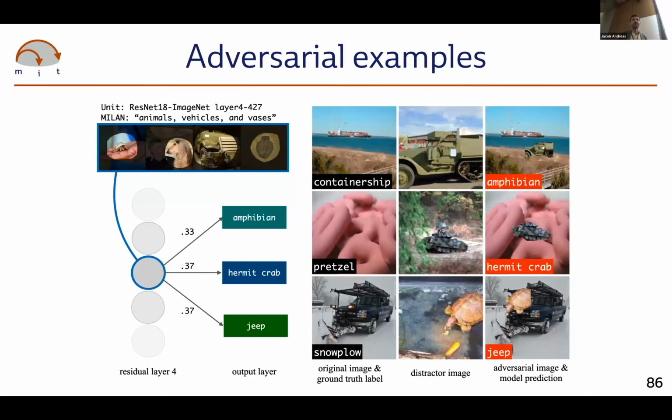Finally, we can use this as a fun toy to design adversarial attacks. So here's an individual neuron that responds to both pictures of animals and pictures of vehicles. And you can use this to construct weird inputs where you put a turtle on top of a truck and the truck gets classified as a Jeep, or a snowplow gets classified as a Jeep, or a tank on some pretzels gets classified as a hermit crab. So the classic tank problem with neural nets still exists, even in the biggest models that we have today.